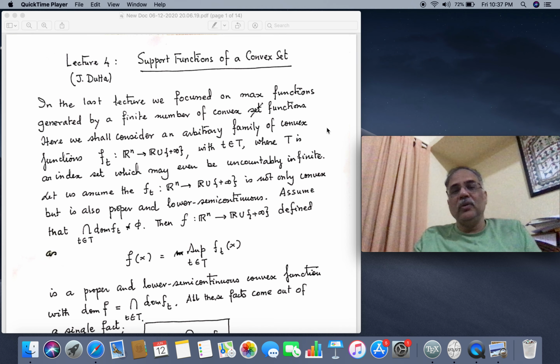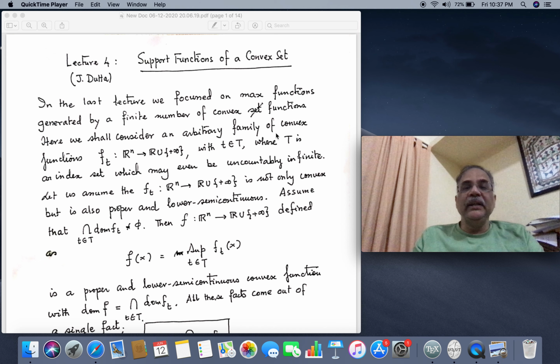Here we are going to talk about max functions, a special class of max functions, but not max functions made out of a finite number of convex functions, but an infinite family of convex functions. So we will talk about an index set T and a family of convex functions f_t, where the small t, which belongs to the capital T, is an index, where T could be an uncountably infinite set too, and could be a topological Hausdorff topological space, could be R, whatever, it's up to the situation.